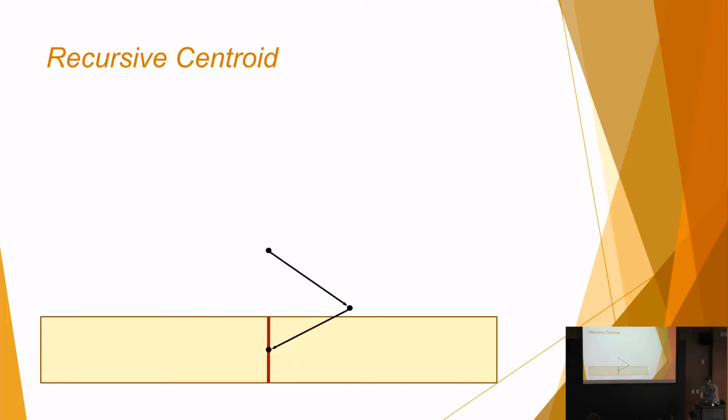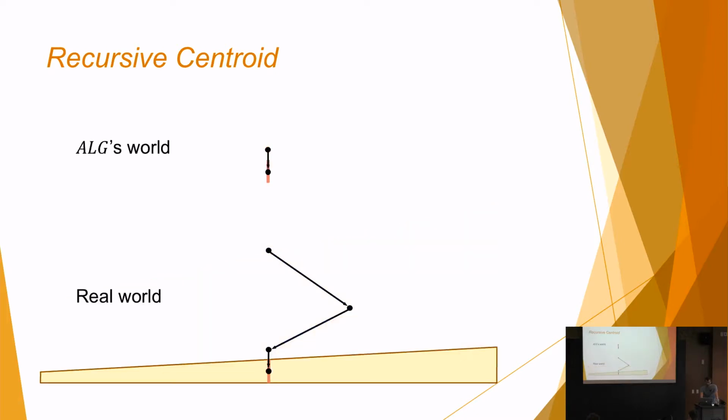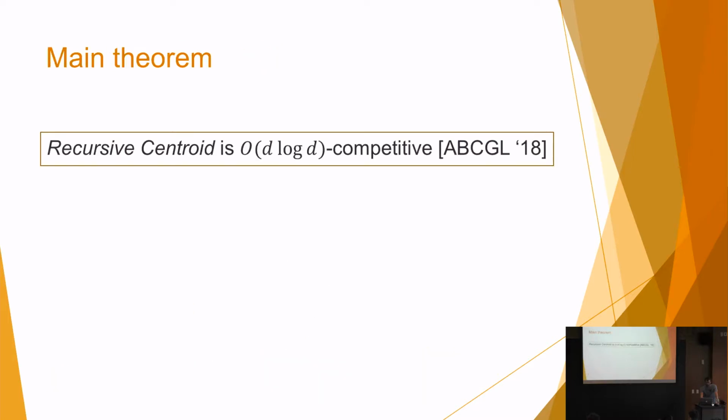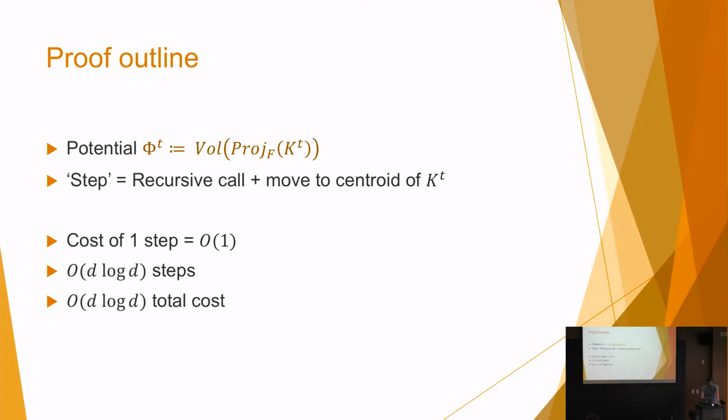OK. So skipping through this again. The main theorem of this talk is that this is, in fact, a competitive algorithm, and it's a good competitive algorithm. It's d log d. And as a reminder, we had this square root d lower bound from this hypercube example. And so that shows that this is within square root d of optimal. So we're pretty happy about that.